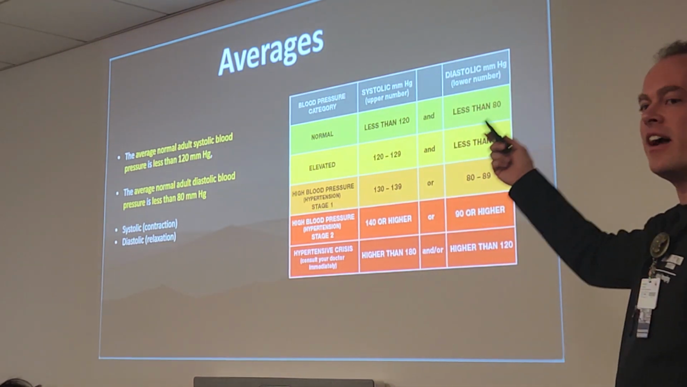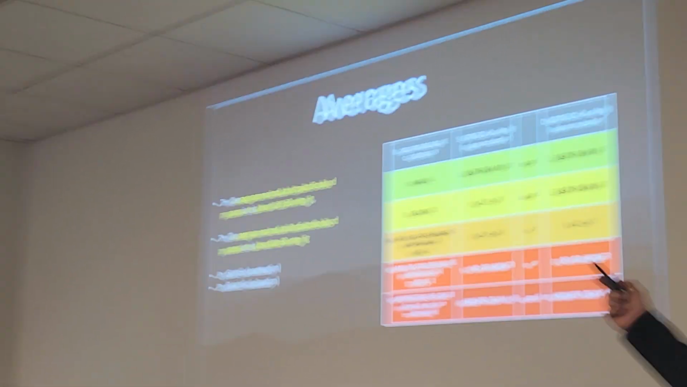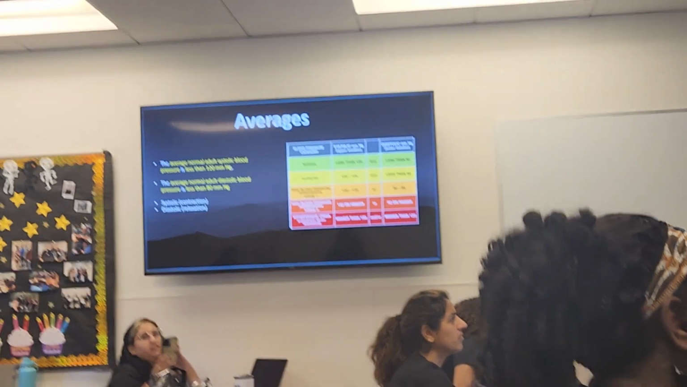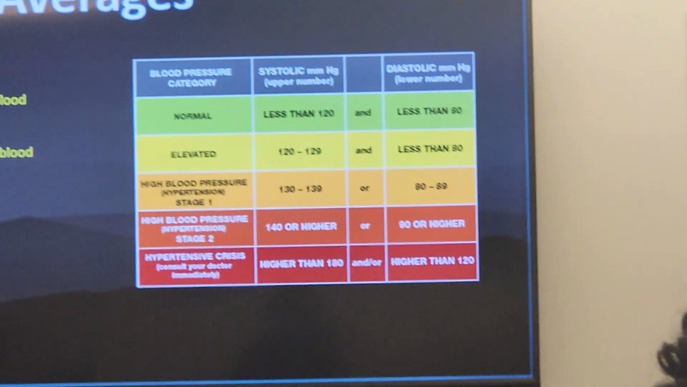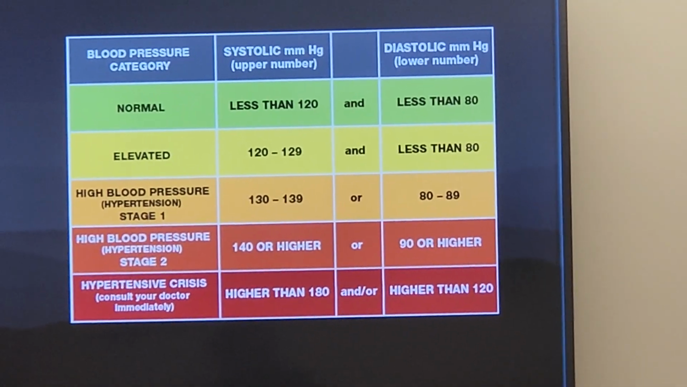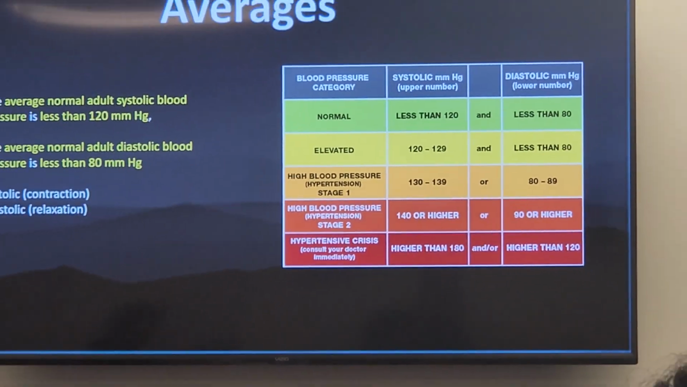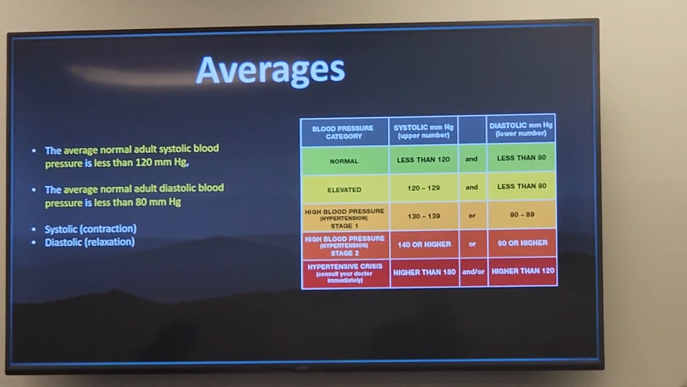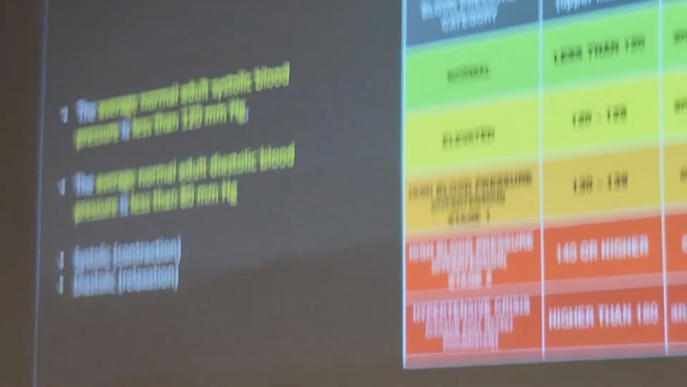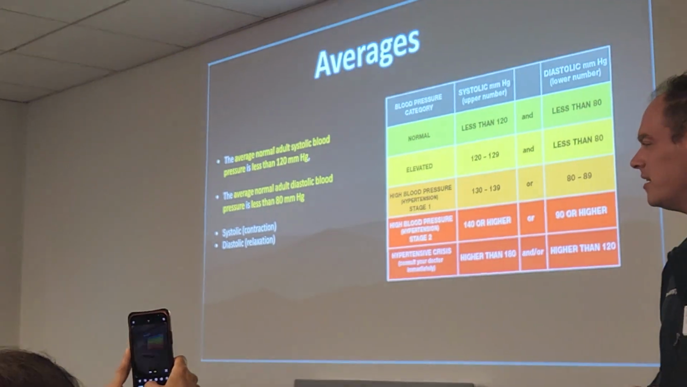A great chart here, guys. If you want to take a picture of that, that's indicating some conditions the patient might be having based on their blood pressure. So, average normal adult systolic blood pressure should be less, not more, less than 120 millimeters of, what's HG stand for? Mercury. Make sure you know that's the units we use for blood pressure, millimeters of mercury.